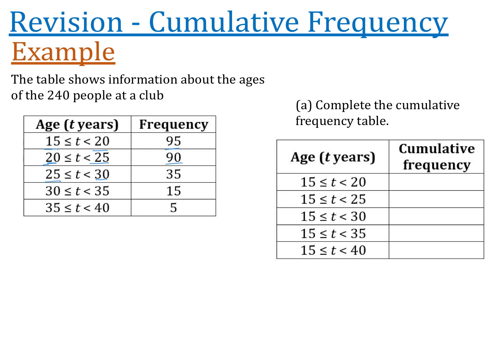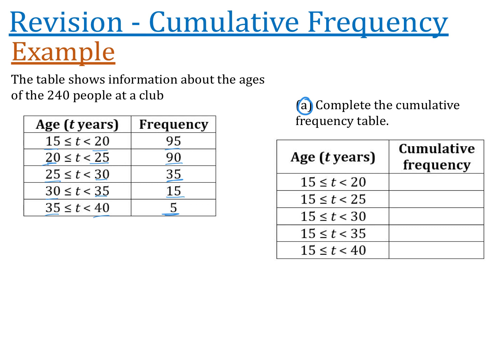People aged between 25 and 30 is 35 people. Between ages 30 to 35, there's 15 people. And then there's 5 people who are aged between 35 and 40. Part A of our question just says complete the cumulative frequency table. Cumulative frequency really just means add up as you go.